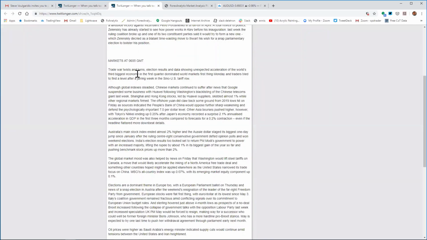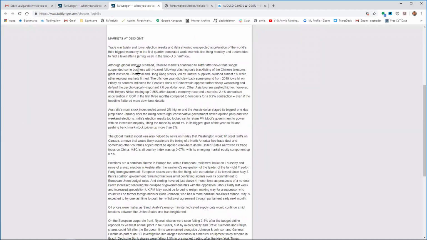Trade war twists and turns. Election results and data showing unexpected acceleration of the world's third biggest economy in the first quarter dominated world markets first thing Monday, and traders tried to find a level after a jarring week in the Sino-U.S. trade row. Although global indexes are steady, Chinese markets continue to suffer after news that Google suspended some business with Huawei following Washington's blacklisting of the Chinese telecoms giant last week.